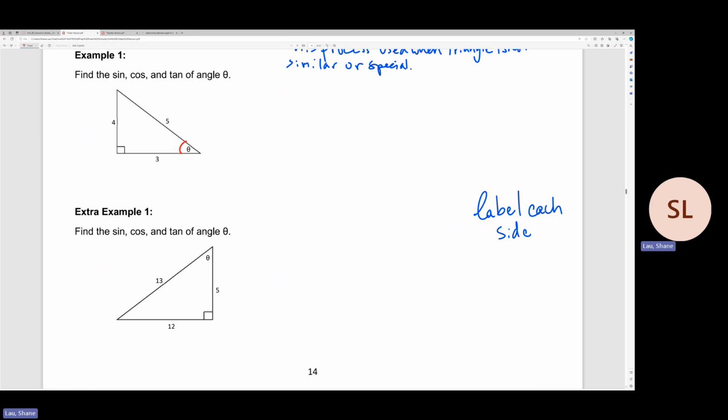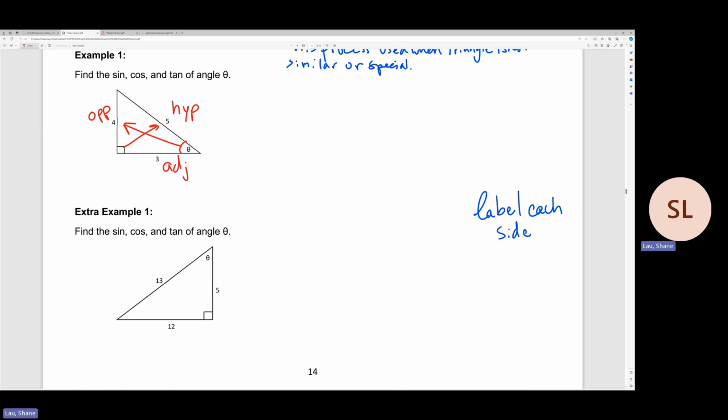Just like any other example we've done in the past, we're going to find our opposite first. Start at the angle, go to the opposite side. We see here that 4 is our opposite side. We'll label this opp. Then we'll find our hypotenuse. Remember, the hypotenuse is the largest side, and it's the side opposite from our 90-degree angle. So 5 is going to be our hypotenuse, and adjacent is going to be our 3.